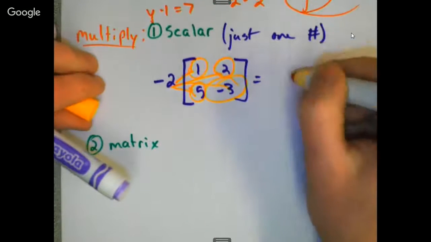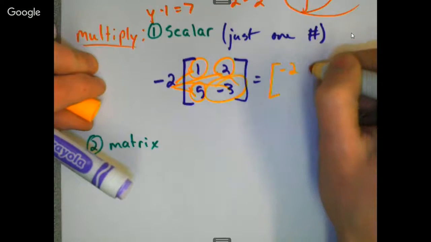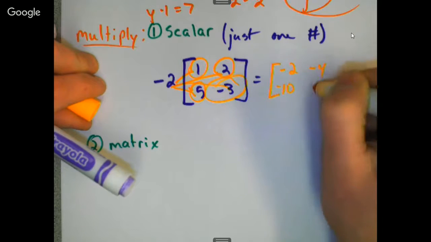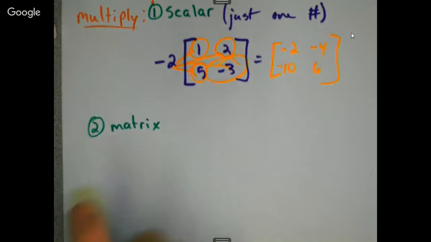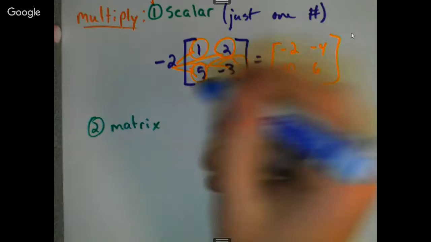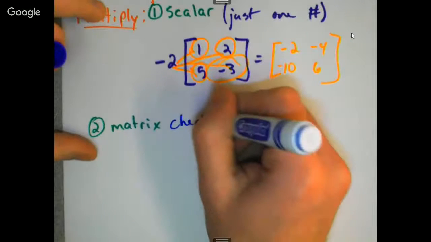And we're going to multiply. So we'll get -2, -4, -10, and 6. And that's it. It's kind of like the distributive property. You're just taking it to every element inside there. Now, when you multiply two matrices, okay, there's one super, super important rule. And we base it on the order. So I'm going to say check order.